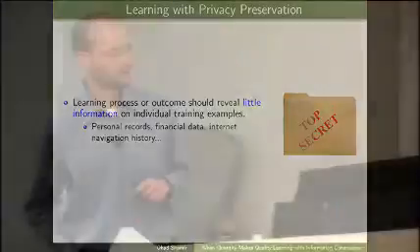Okay, and the third setting I'm going to discuss is learning with privacy preservation, which intuitively means that the learning process or outcome should reveal little information on any individual training example. And this has gained more and more attention in recent years because a lot of machine learning nowadays is done on data which is sensitive. So it can be medical records or financial transactions or internet navigation history, search keywords, and so on and so forth. And we don't want the learning process to reveal any sensitive data.